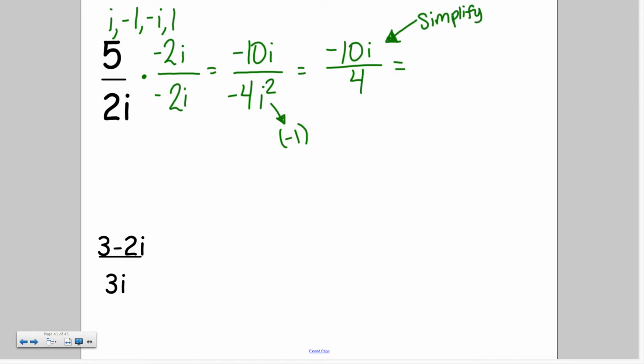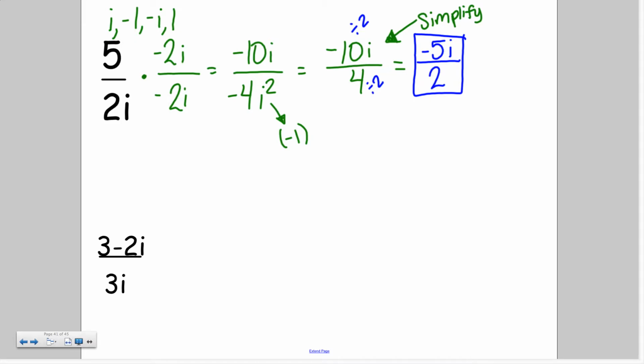All right? So a number that goes into 10 that also goes into 4 is 2. They both have a common factor of 2. So all I'm going to do is divide this by 2, and I'm going to divide this by 2. If I divide 10 by 2, I'm getting negative 5i. Divide 4 by 2, I'm getting 2. And that is my answer.